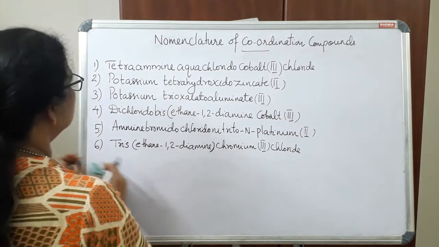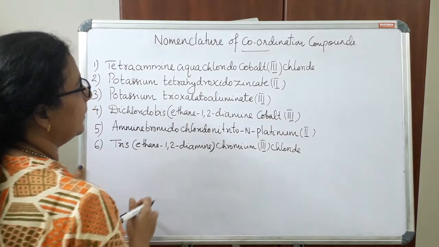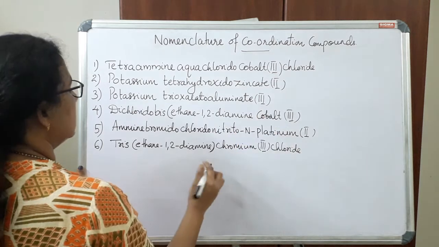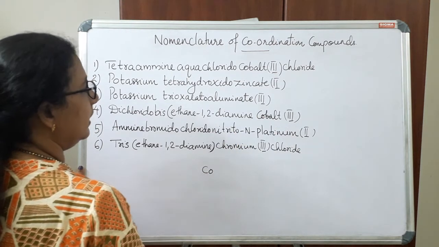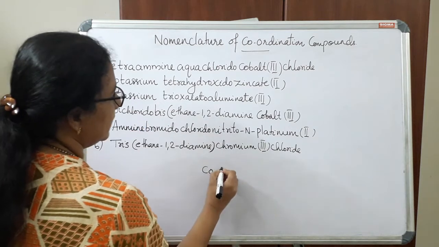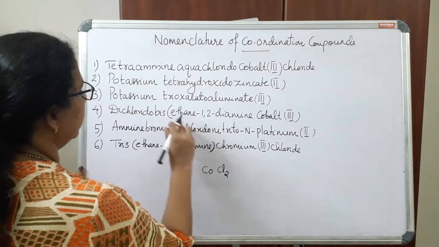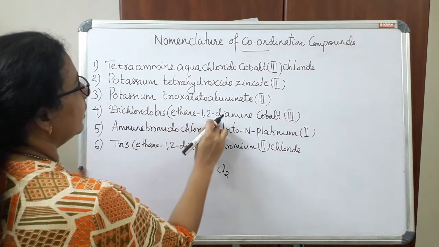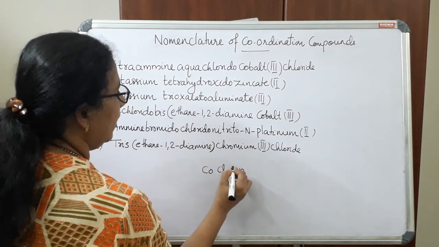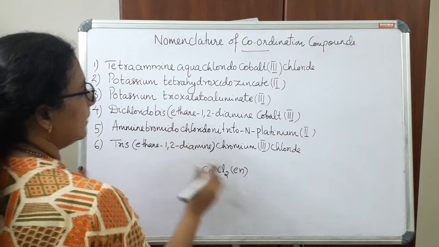Now let us see the fourth compound, dichlorido-bis-ethane 1,2-diamine cobalt 3. So we can write cobalt as the central metal ion. Then comes dichlorido-bis. Dichlorido means it is Cl2. Then comes bis-ethane 1,2-diamine. Ethane 1,2-diamine can be written as En, and put the bracket. It is bis, so the prefix is bis. That means it is 2.